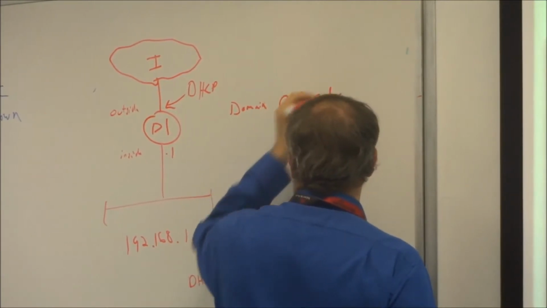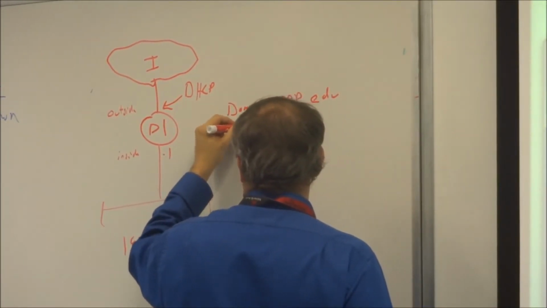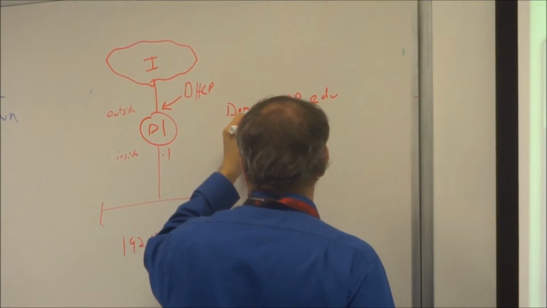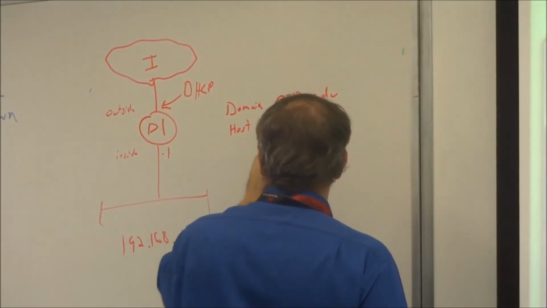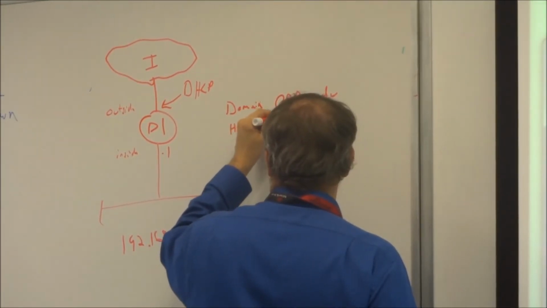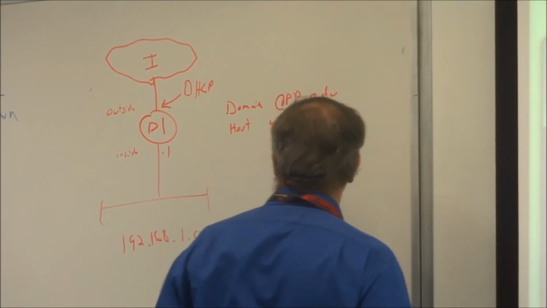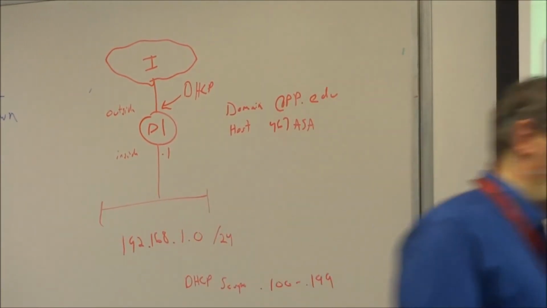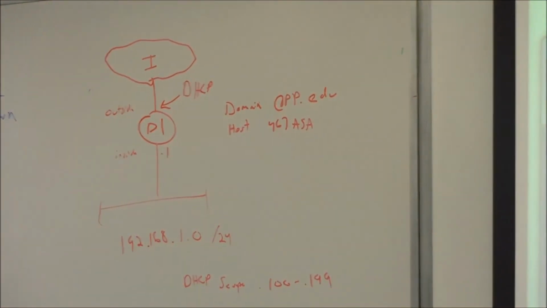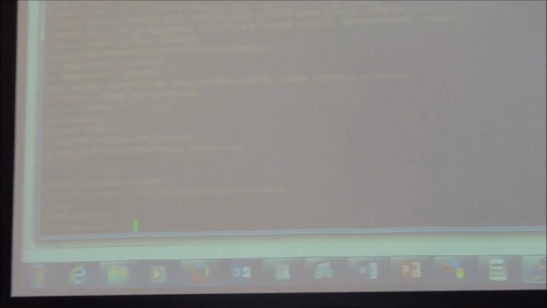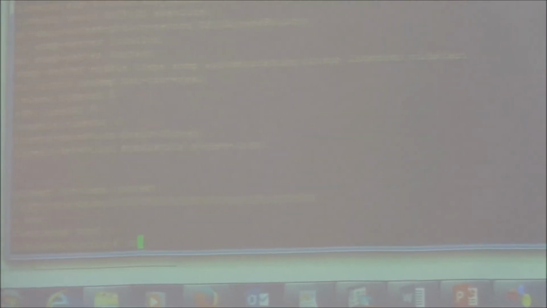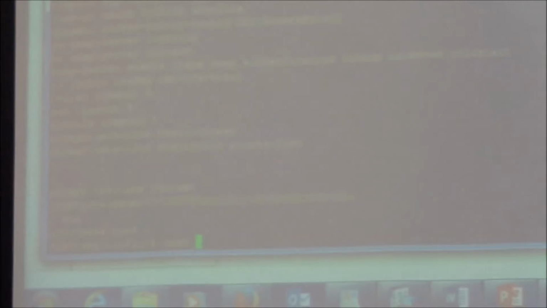cpp.edu and a host name of 467 ASA. So, now I have to go into configuration mode. To set a host name, type in host, and then the host name, which I said was going to be 467 ASA.